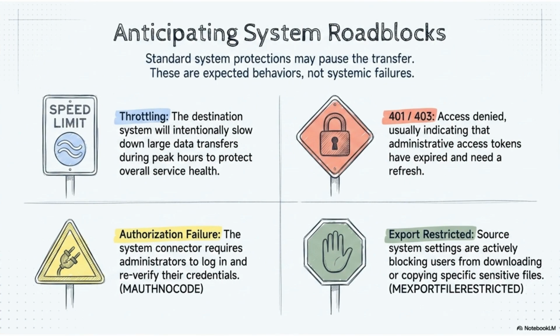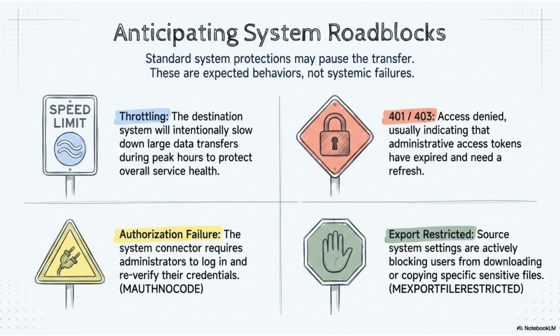Finally, let's talk about the speed bumps you're likely to encounter and frame them correctly. These are expected system behaviors, not signs that something has gone fundamentally wrong. The first is throttling. Microsoft 365 will intentionally slow down large background data transfers during peak hours to protect overall service health. Schedule your heaviest migration work during off-peak times. The second is error 401 or 403, access denied. This almost always means that an administrative access token has expired and simply needs to be refreshed.